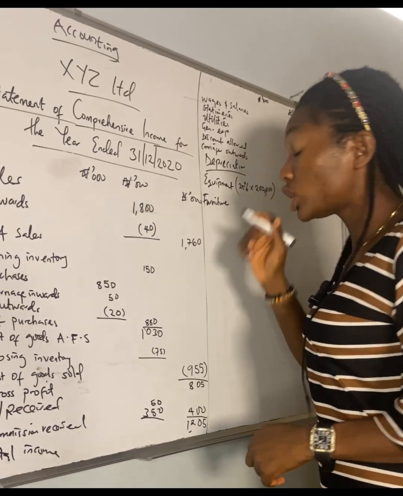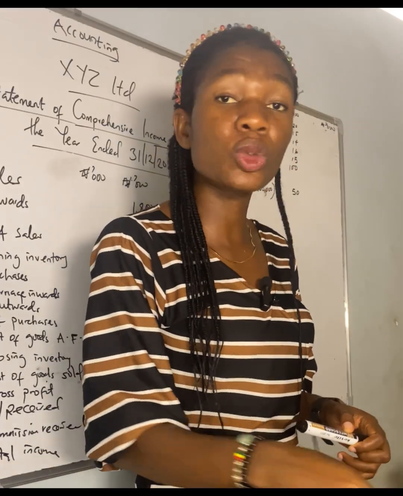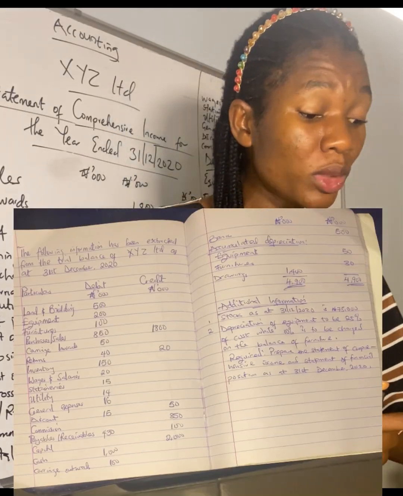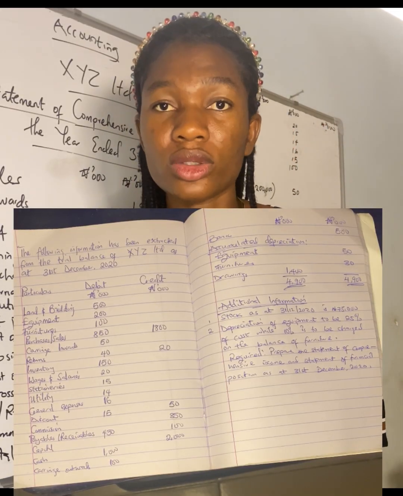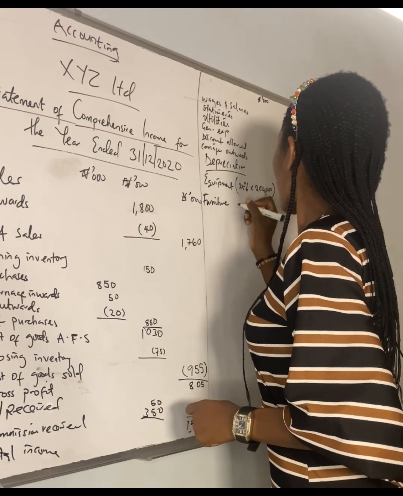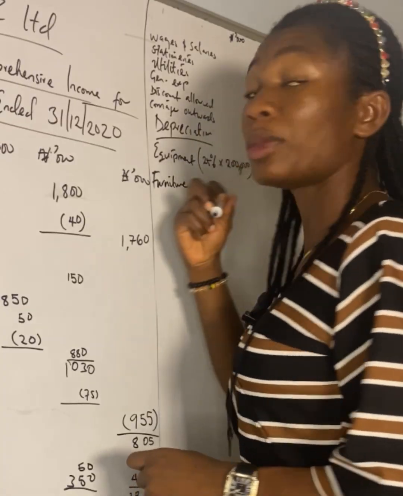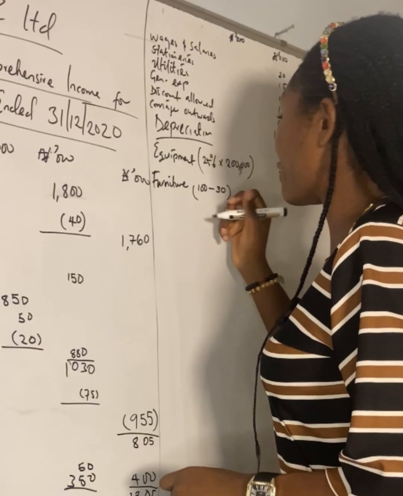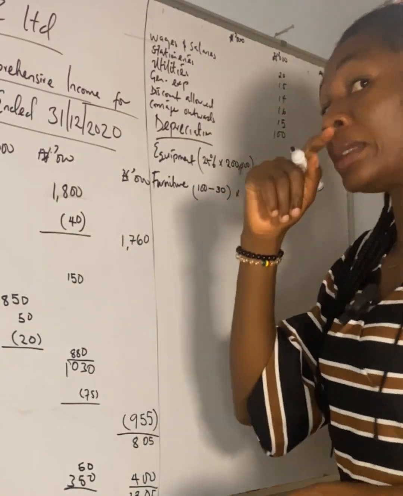Okay, so it is to be 10% on the balance, right? So how do we get the balance? The cost of furniture is 100,000. The accumulated depreciation from last year as reflected in the trial balance for furniture is 30,000. So to get the balance, we're going to have 100 minus 30. Okay, that's the figure. The cost minus accumulated depreciation, then multiplied by 10%.